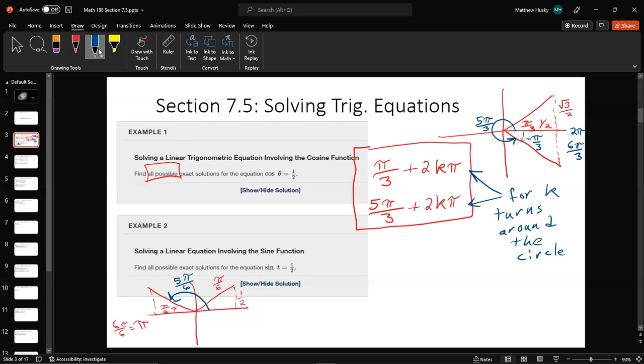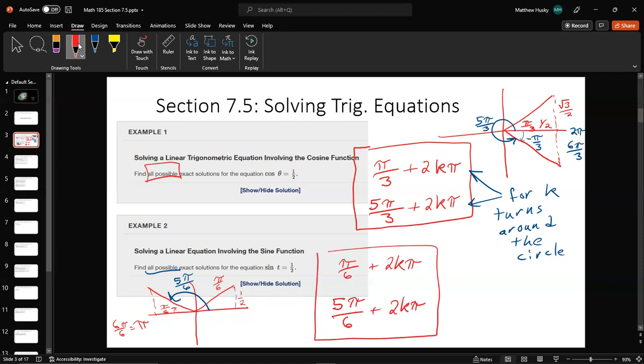So in this situation, again, they say to find all possible solutions. So for this problem, we're going to have pi over 6 plus 2k pi, and you're going to have 5 pi over 6 plus 2k pi. So those are just the basics.